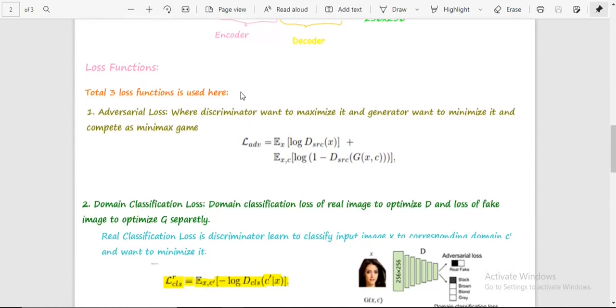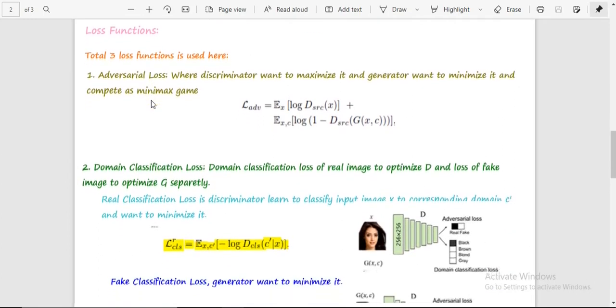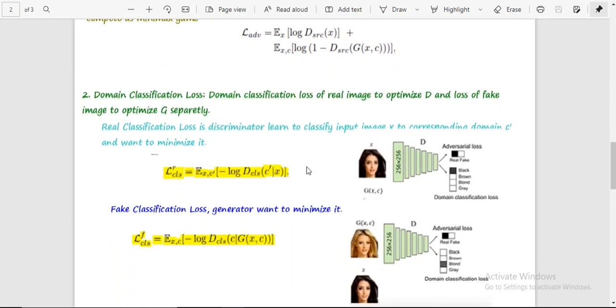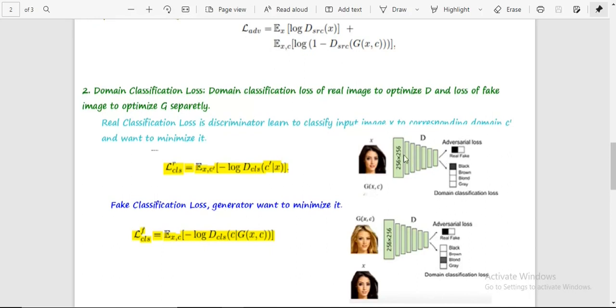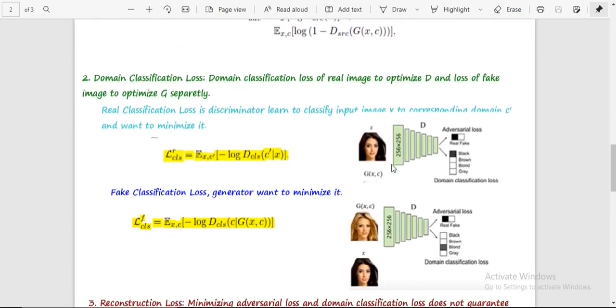And we already saw these loss functions: adversarial loss, domain classification loss. And what is the real classification loss? We give the real image to the discriminator, or we train the discriminator first, right? We give the real image, and the discriminator has a similar architecture, with downsampling layers, and it produces 2 outputs. That is similar to the architecture of AC GAN.